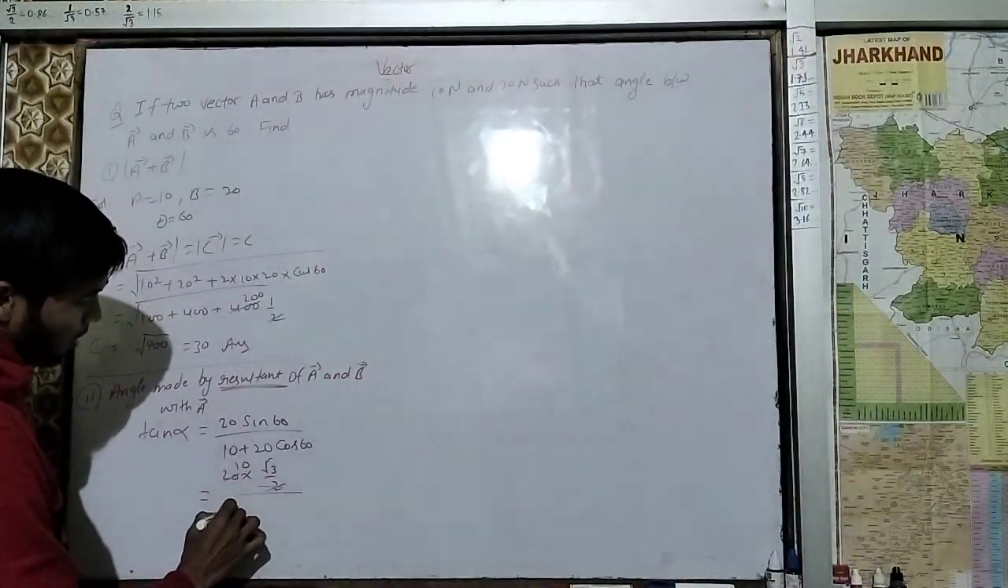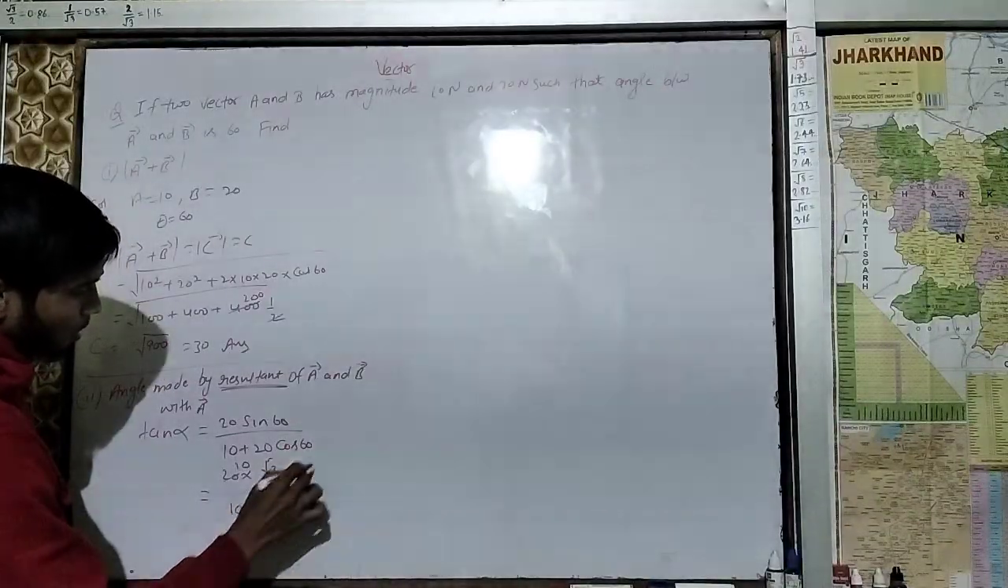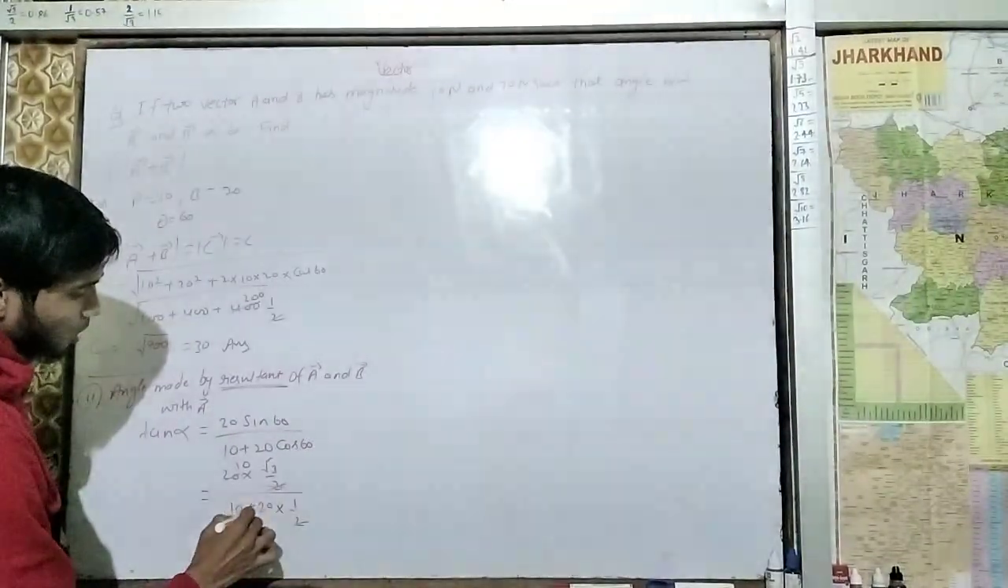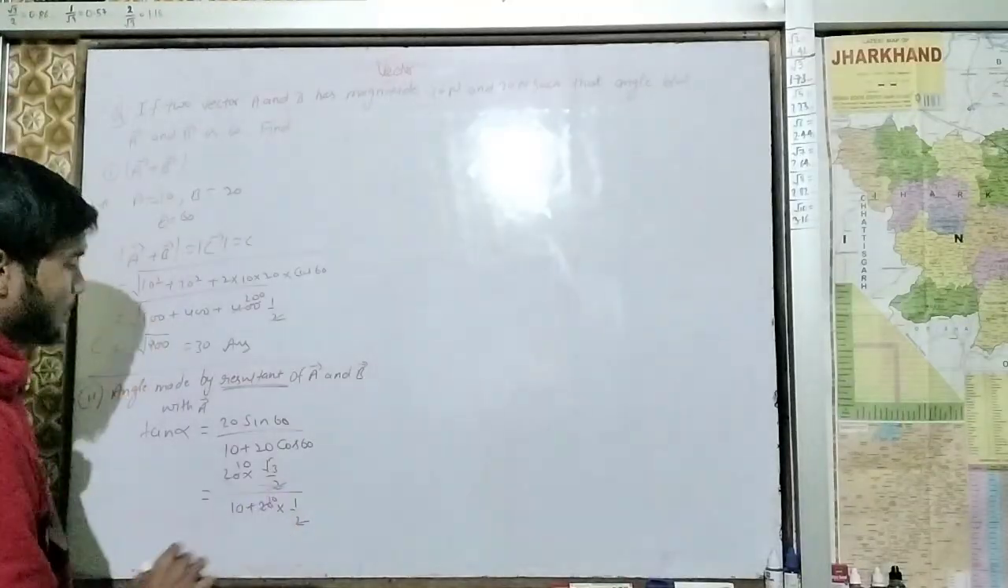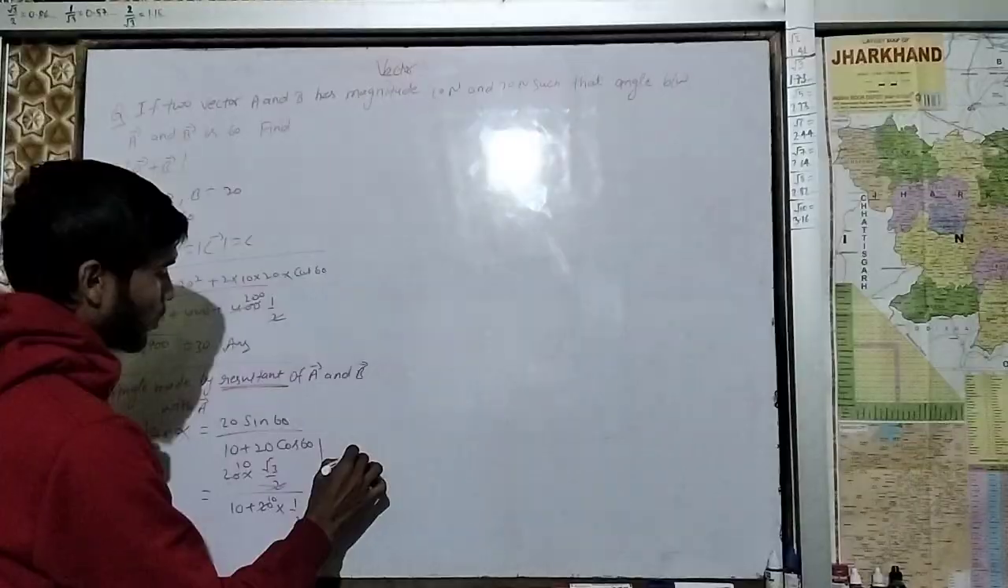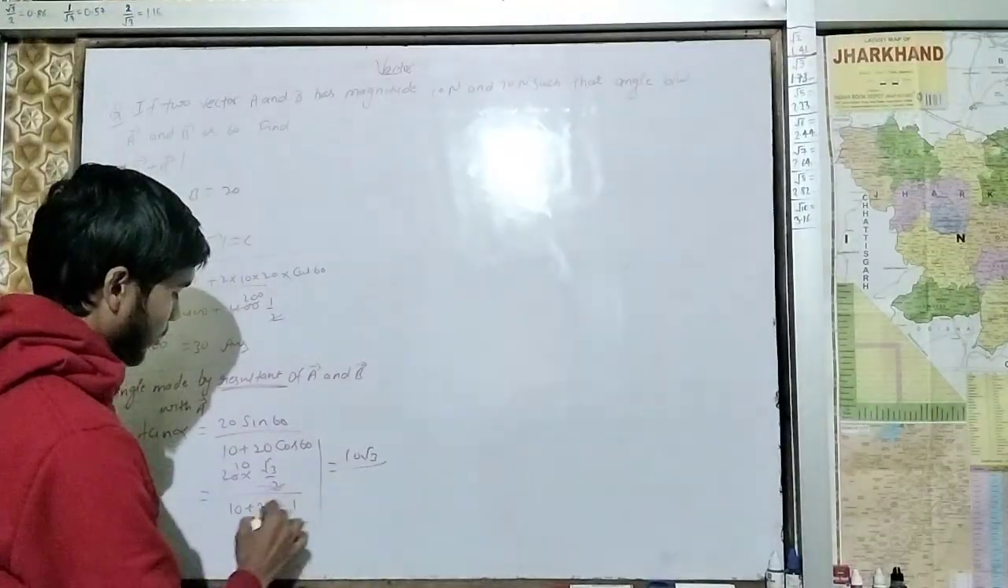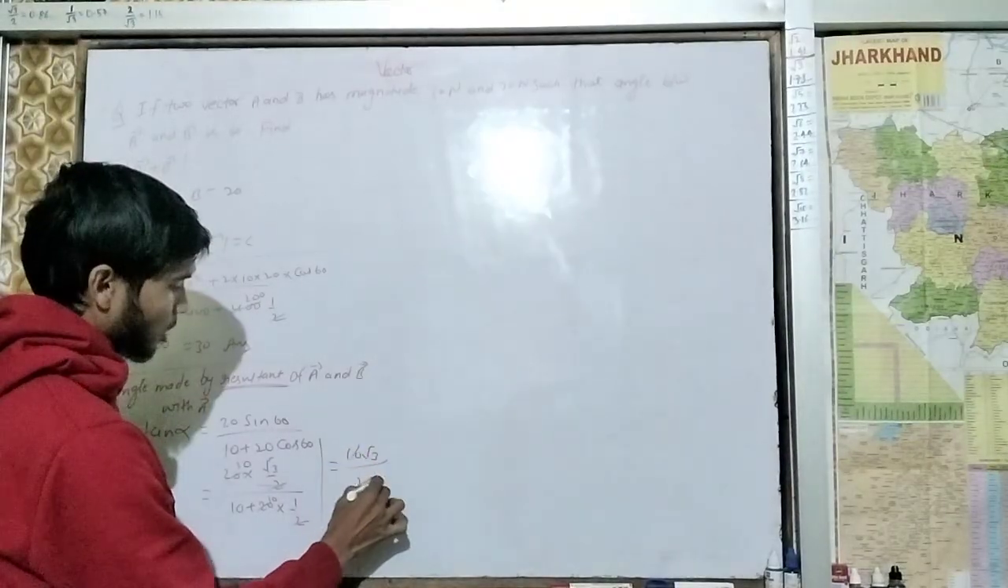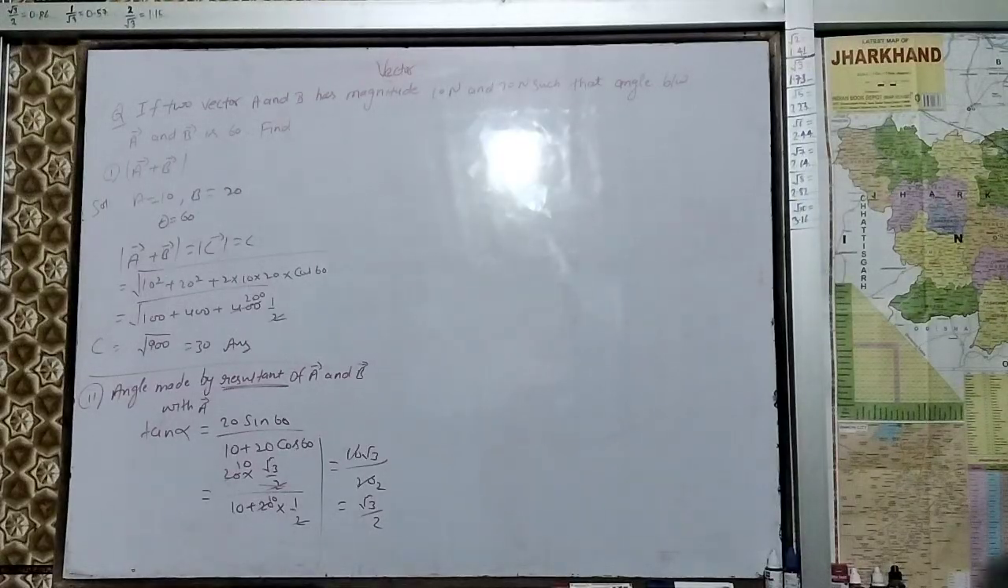Now 10 plus 20 multiplied by cos 60, which is equal to 1 upon 2. This 2 is cutting this 20, giving 10. Over here we are getting how much? 10 root 3 upon 10 plus 10, which is 20. So tan alpha came as root 3 upon 2.